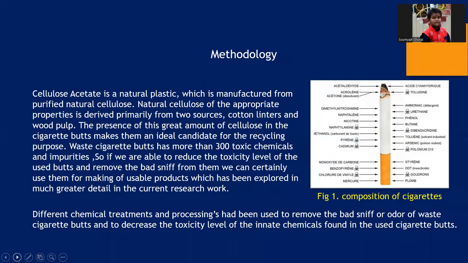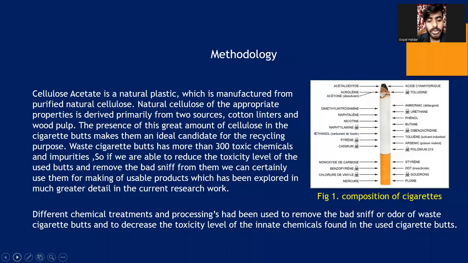Okay, the methodology. Cellulose acetate is a natural plastic which is manufactured from purified natural cellulose. Natural cellulose of appropriate properties is derived primarily from two sources, cotton linters and wood pulp. The presence of a great amount of cellulose in cigarette butts makes them an ideal candidate for recycling purposes. Cigarette butts have more than 300 toxic chemicals and impurities.